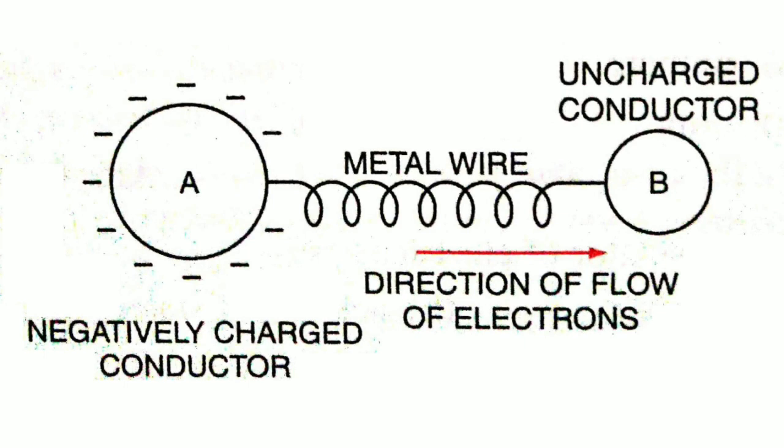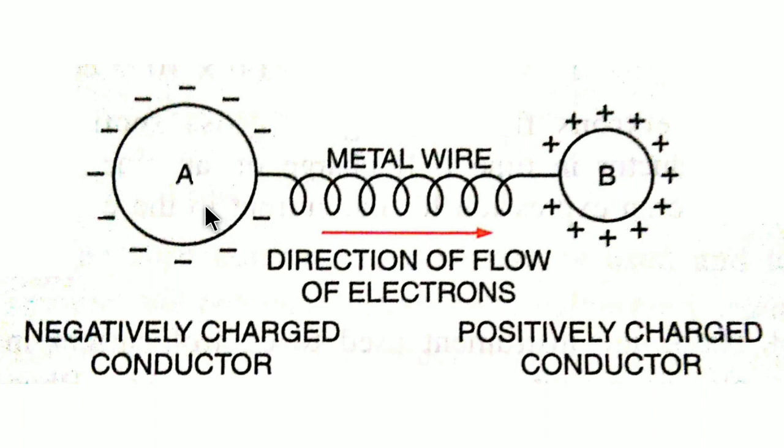In the second case, we have a negatively charged conductor A and again the uncharged conductor B. And when they are connected through the metal wire, here the electrons are higher in number. So these electrons will move to uncharged conductor B, so that again the balance of electrons is maintained in both the conductors A and B. So here the direction of flow of electrons will be from A to B.